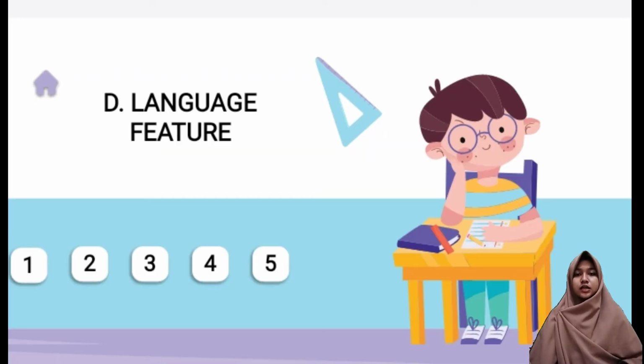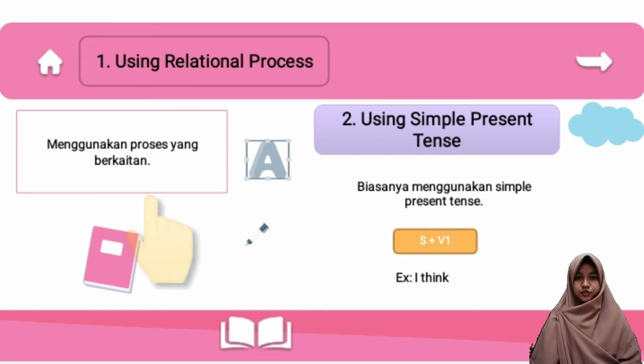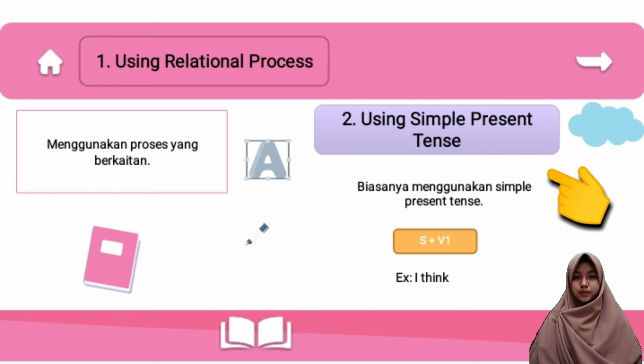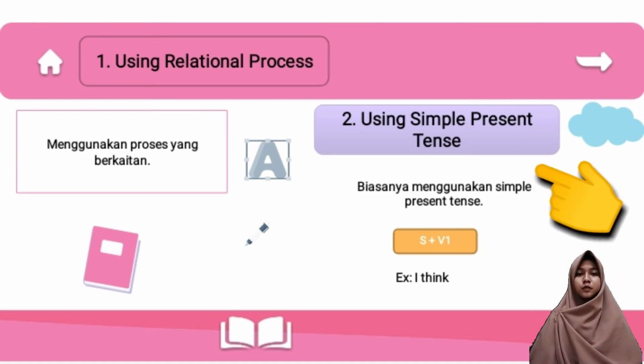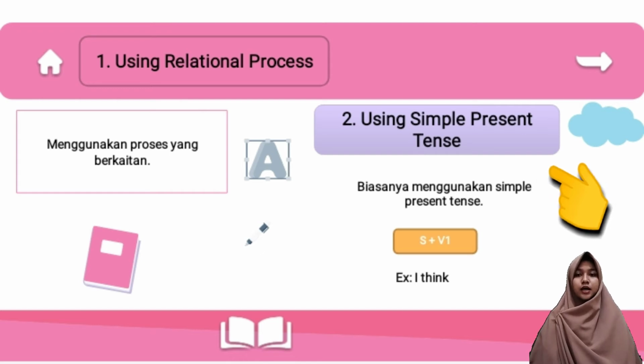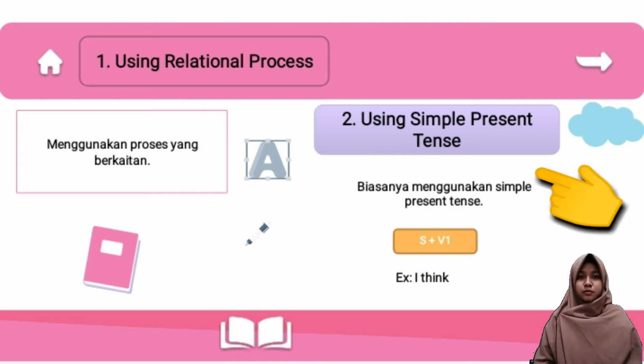The fourth is the language feature of analytical exposition text. The first is using relational process. The process that we explain should be related from the beginning until the ending, and one paragraph to another paragraph are related to each other. The next is using simple present tense. An analytical exposition text usually uses simple present tense, but if we recall something in the past, we can use past tense. But mostly, we use simple present tense because we talk about fact.